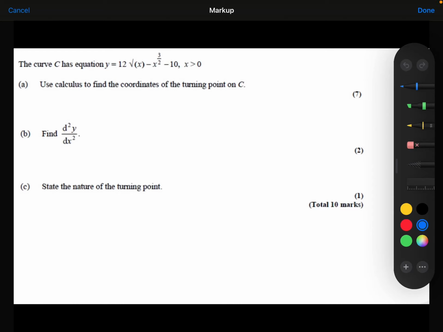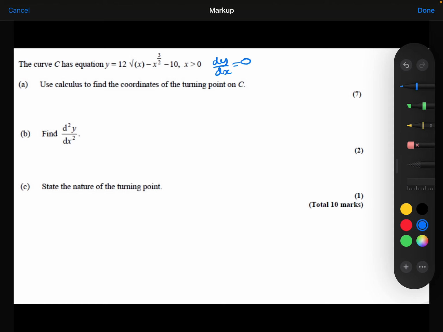The curve C has equation y equals 12 root x minus x to the power of 3 over 2 minus 10, where x is greater than 0. Part A. Use calculus to find the coordinates of the turning point on C. Turning point makes me think that the gradient is equal to 0. So we are going to differentiate our function, make it equal to 0, and then solve that equation to work out the x coordinates when the gradient is equal to 0.